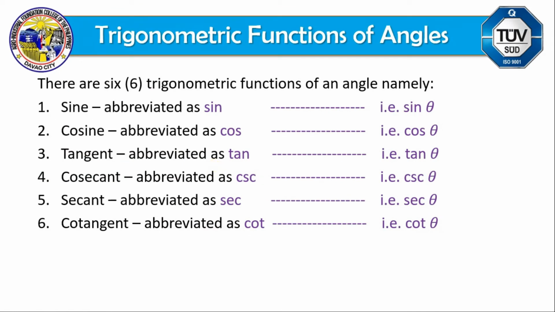Now, there are 6 trigonometric functions of angles. Okay? So, ito yun. Kalista dito. Sine, cosine, tangent, cosecant, secant, cotangent. Now, these are yung mga abbreviations. Yan. Ito yung makikita natin sa calculator. Sin, cos, tan, cosecant, secant, cot. Okay? So, sine theta, cosine theta, tangent theta, cosecant theta, secant theta, and cotangent theta. Now, paano ba natin makukuha yung values nito?